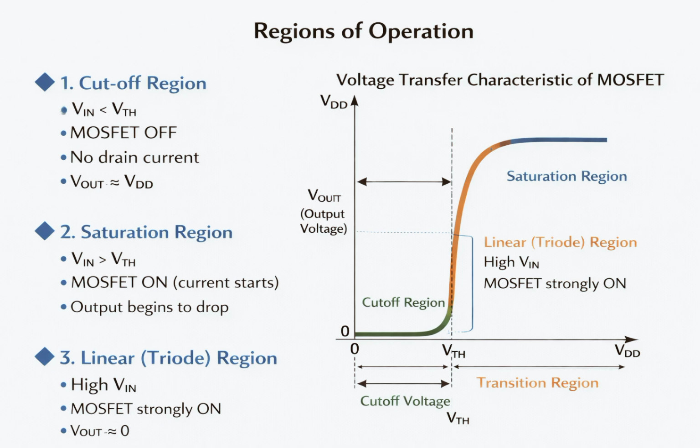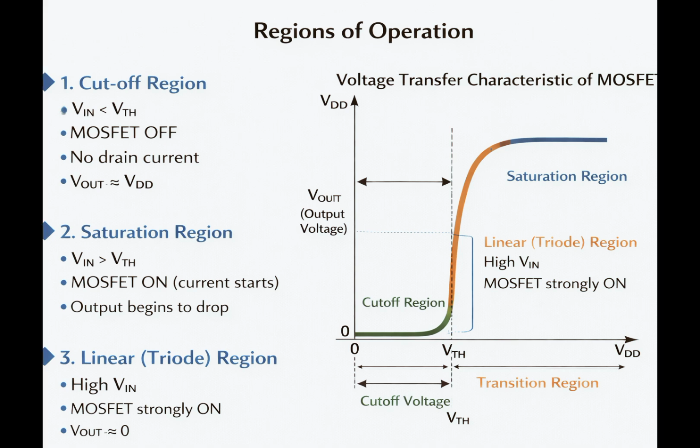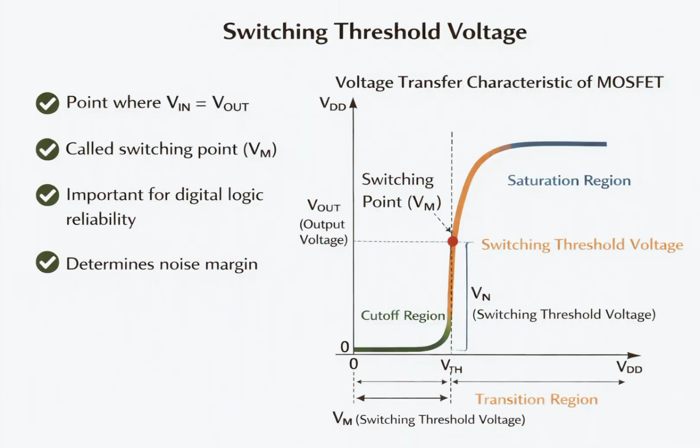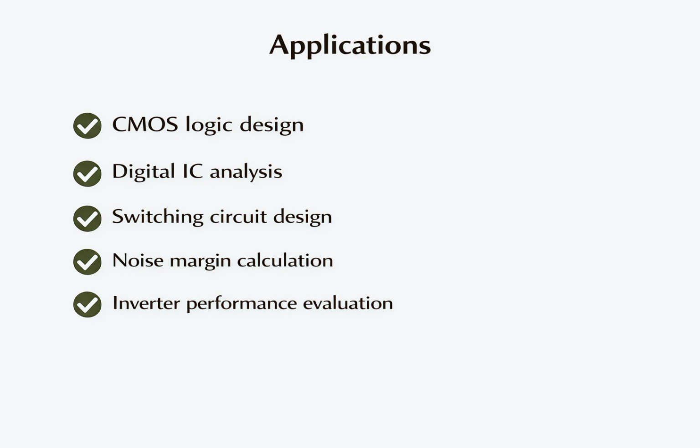Switching threshold voltage. An important point on the VTC curve is the switching threshold voltage, denoted as Vm. This is the point where the input voltage equals the output voltage. The switching threshold indicates the balance point of the inverter and plays a crucial role in determining noise margins and reliability of digital logic circuits.